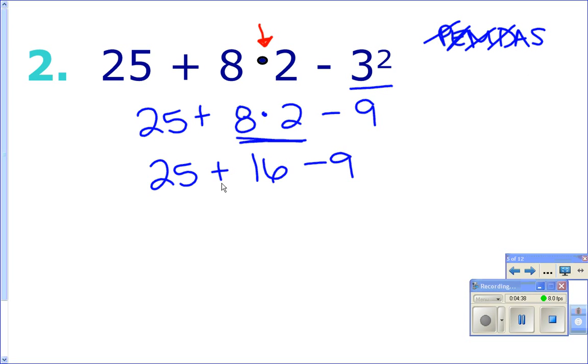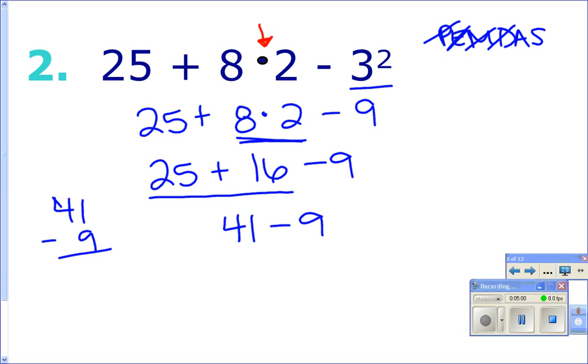Okay, now we have add or subtract, moving from left to right. So 25 plus 16 is first. 25 plus 16 is 41. Bring down the minus 9. 41 minus 9, you need to work it out on the side. You have to borrow from the 4. 11 minus 9 is 2, and bring down the 3. So the answer here is 32.